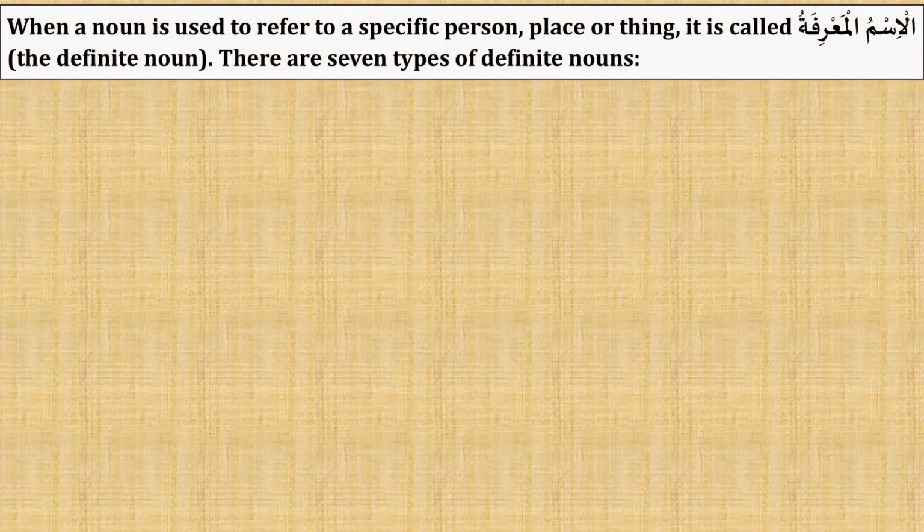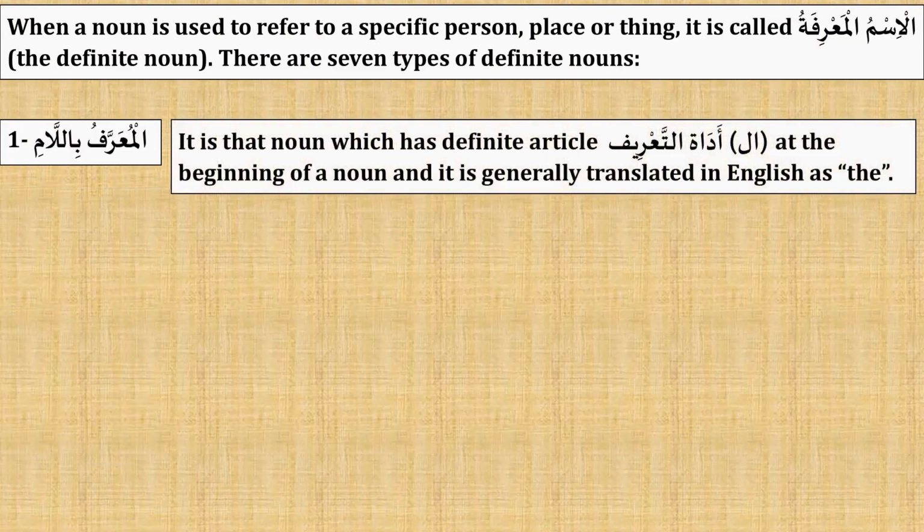The next one, when a noun is used to refer to a specific person, place, or thing, it is called al-ismul ma'rifah, the definite noun. There are 7 types of definite nouns. The first one, al-mu'arraf bil-lam. It is that noun which has the definite article, adat al-ta'rif, alif lam, at the beginning of a noun, and it is generally translated in English as the.